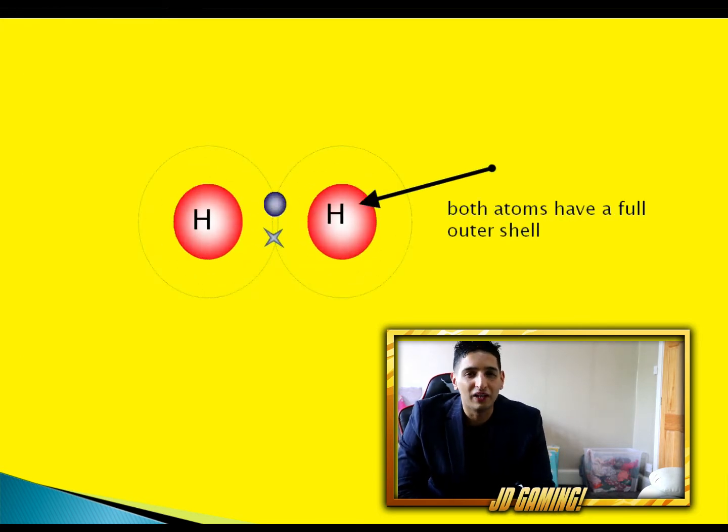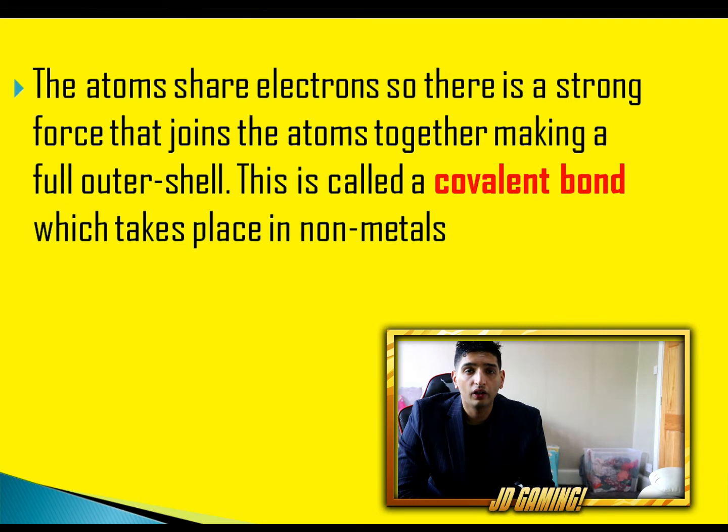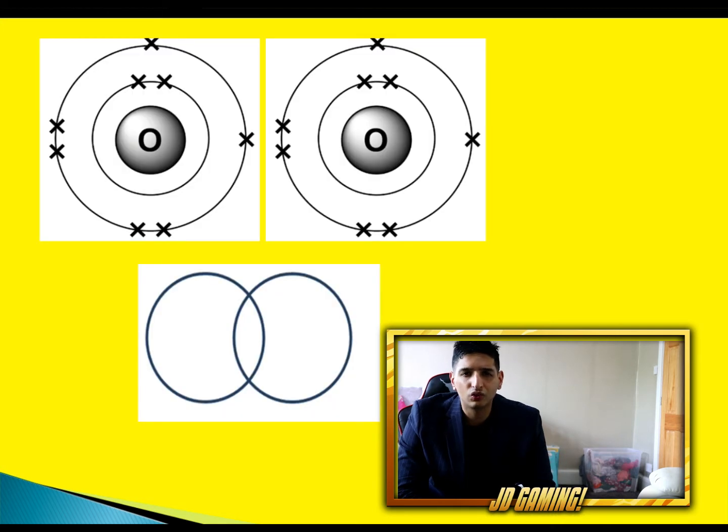Of course, well done, they can share it. Brilliant answer. They can share the electrons, and now both hydrogens have a full outer shell. Now the atoms share electrons, so there is a strong force that joins the atoms together, making a full outer shell. This is called covalent bonding, which takes place in non-metals. So covalent bonding happens with non-metals, and it's all about sharing your electrons in order to have a full outer shell. That concept is extremely important.